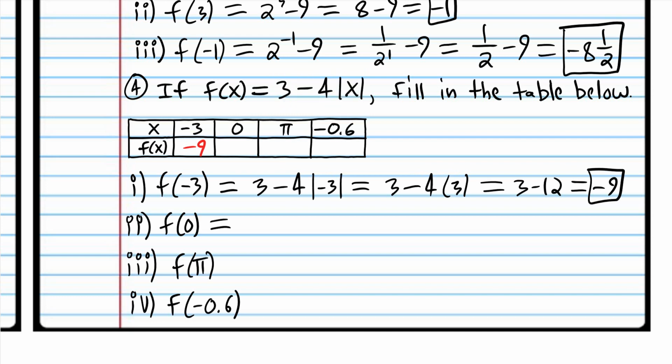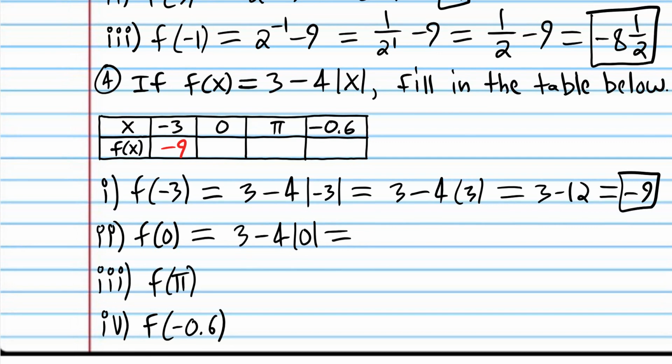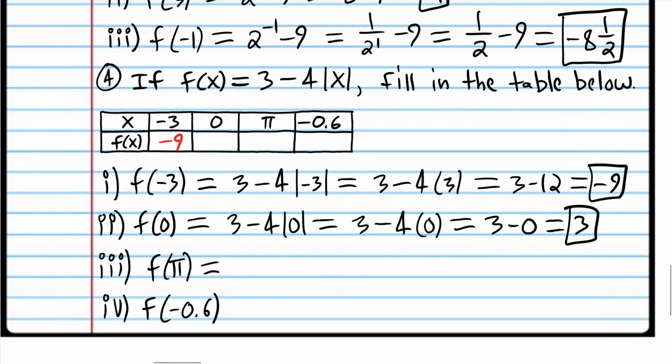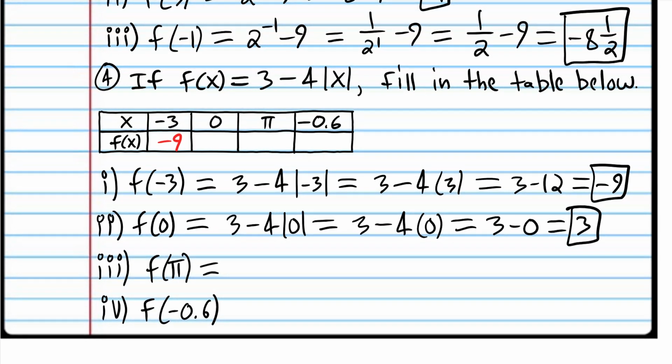So now, if the input is 0, let's figure out what the output of the function is. So I'm going to write that exact expression, except I'm going to replace x with 0. The absolute value of 0 is just 0. So we have 3 minus 0 is 3. So if you got that right, good job. So if the input is 0, the output is 3.